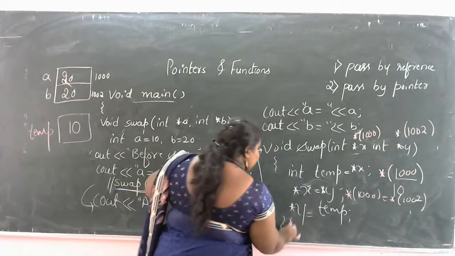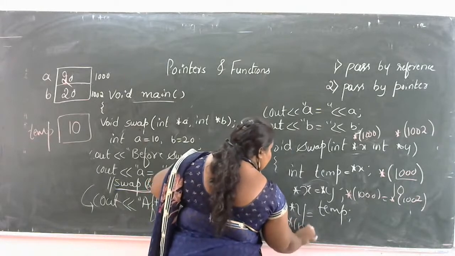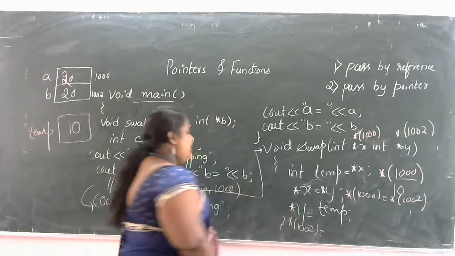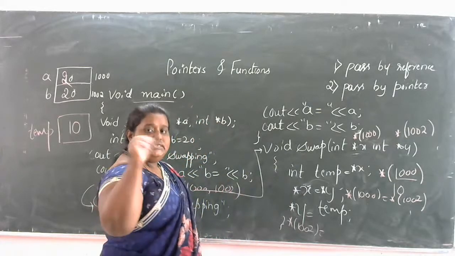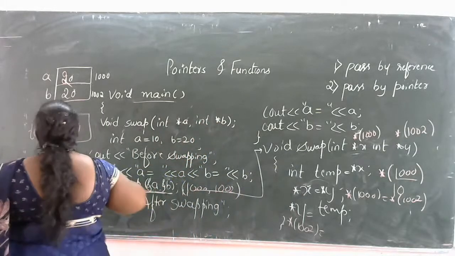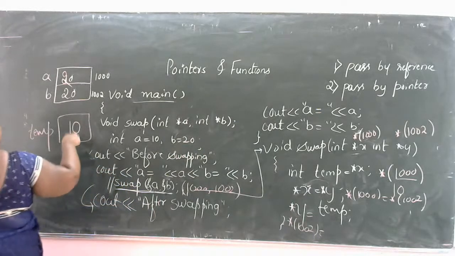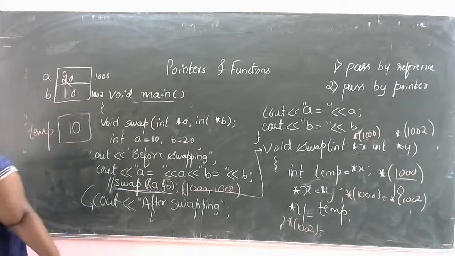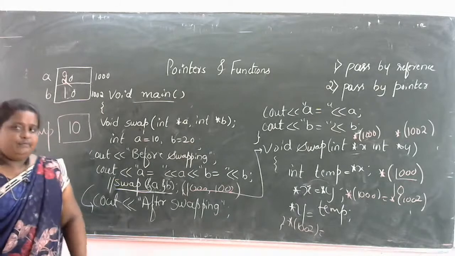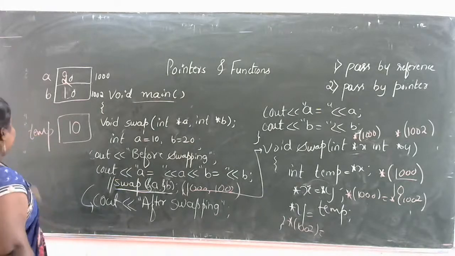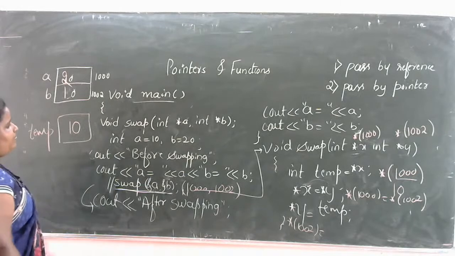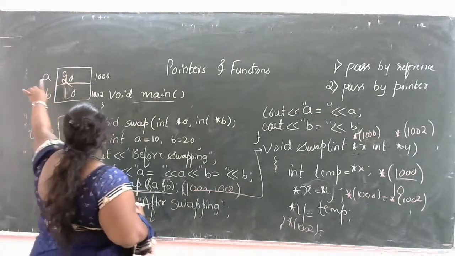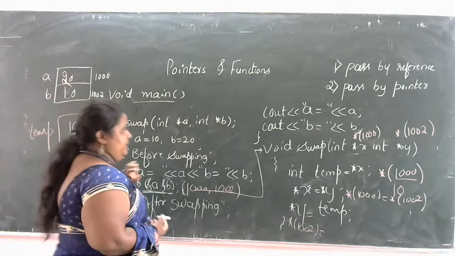Next, star of y equal to temp. Star of y means star of 1002 position, where you store the value that is in temp. What value is in temp? 10. So you are assigning 10 at star of 1002 position. Okay, now after swapping the value of a will be 20 and b will be 10.